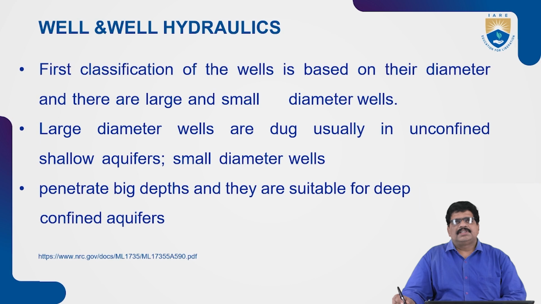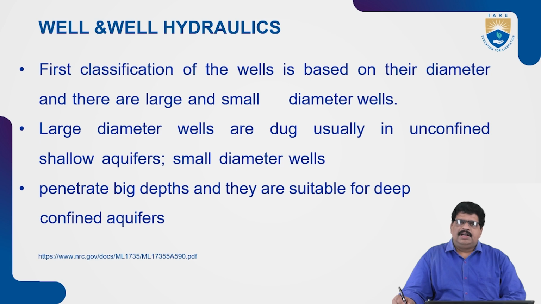The first classification of wells is based on their diameter, large and small diameter wells. Large diameter wells are usually dug in unconfined and shallow aquifers, and small diameter wells that penetrate to big depths are suitable for deep confined aquifers.